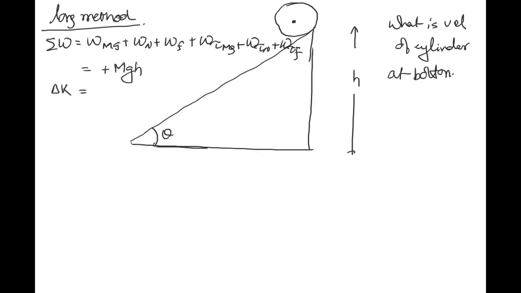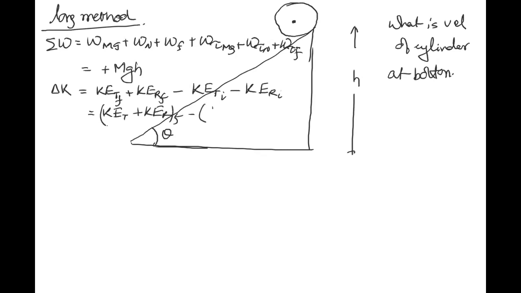Delta K is equal to kinetic energy of translation final plus kinetic energy of rotation final minus kinetic energy of translation initial minus kinetic energy of rotation initial, which I can write as kinetic energy of translation plus kinetic energy of rotation final minus kinetic energy of translation plus kinetic energy of rotation initial.